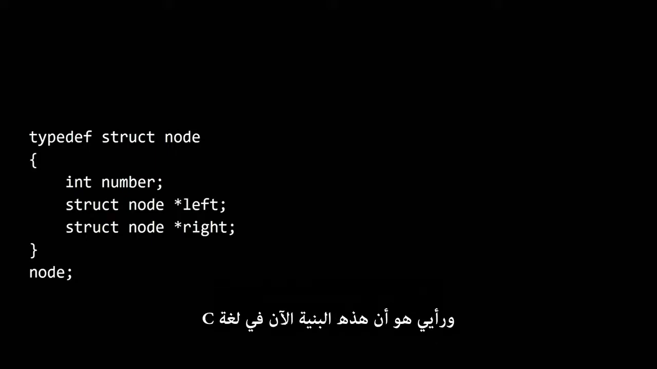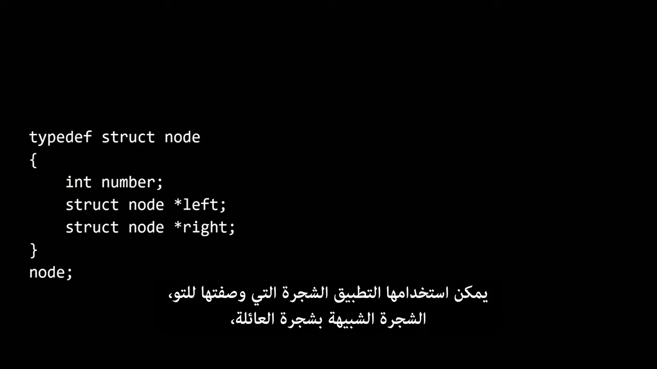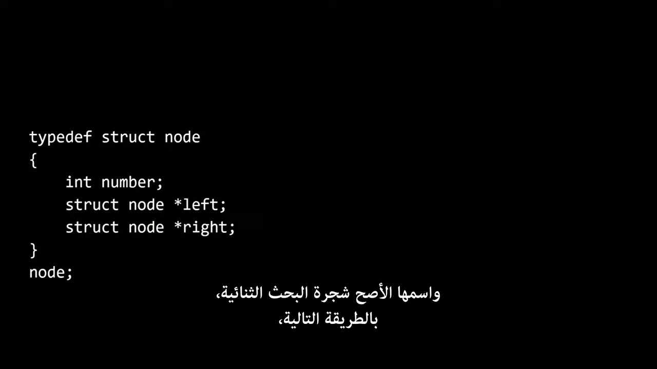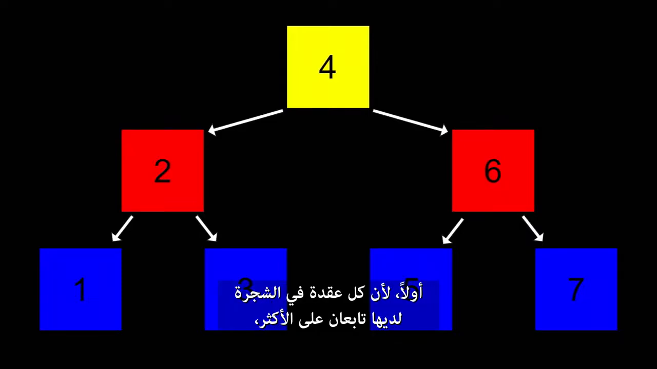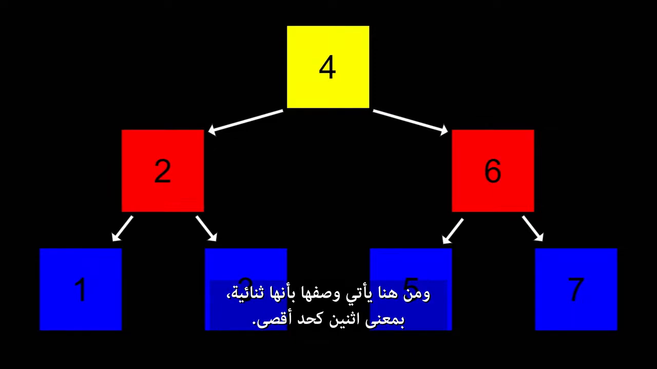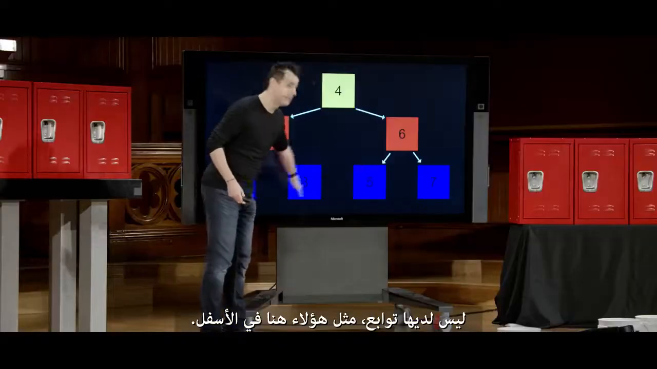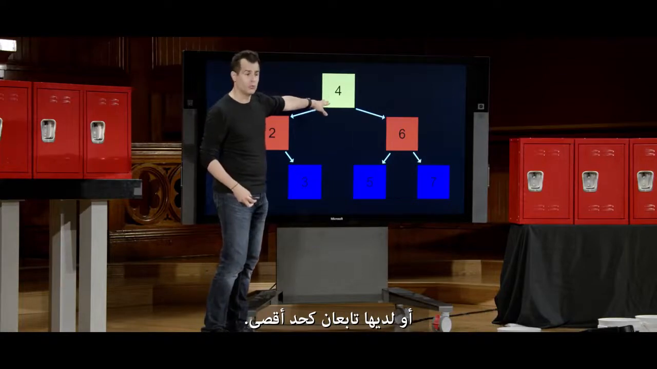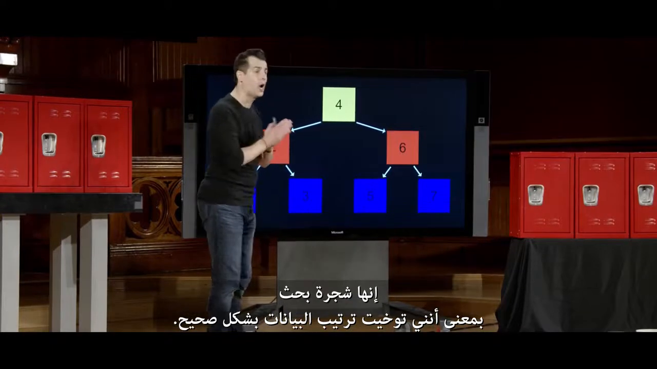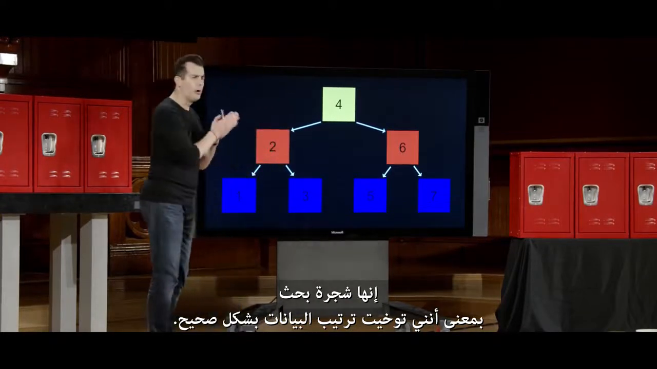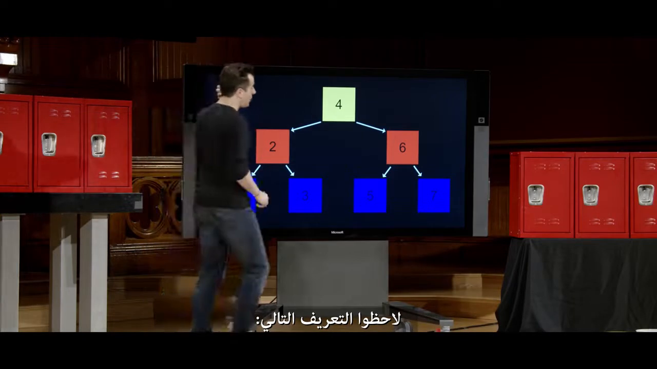And I claim that this structure now in C could be used to implement the tree that I just described, the family-like tree, more properly called a binary search tree, in the following way. This is a binary search tree, one, because every node in the tree has at most two children, hence the bi in binary, meaning maximally two. It has zero children, as like these down here, or it has maximally two children, hence the bi in binary search tree. It's a search tree in the sense that I have taken care with this data to sort things properly. Notice the following definition.